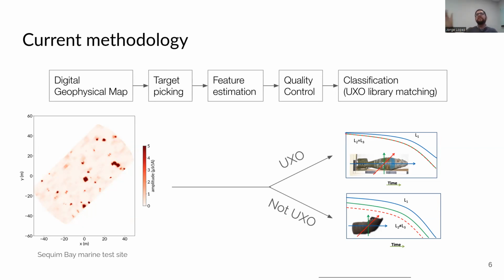Once they recover these polarizabilities from inversion, they simply look at this library and try to match to the closest available curves in the library. So that's how it's basically classified. And you can classify the type of UXO, or you can simply tell whether it's a UXO or not a UXO.